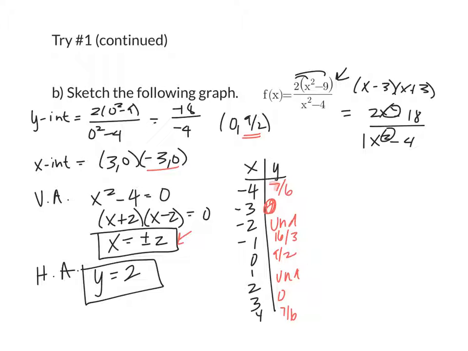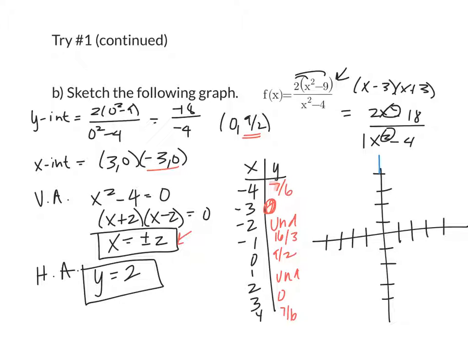Now, for graphing purposes, it would be nice for you to find out what these fractions are closely related to as far as whole numbers are concerned. But otherwise, we're really just doing good estimates. So here we go. All right, negative 4 and 7/6. Actually, let me put all the good information on here. So the y-intercept is (0, 9/2), and that's 4.5.